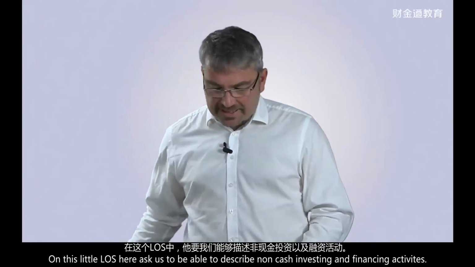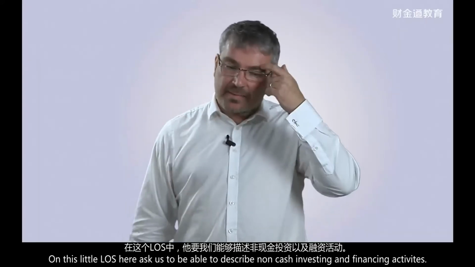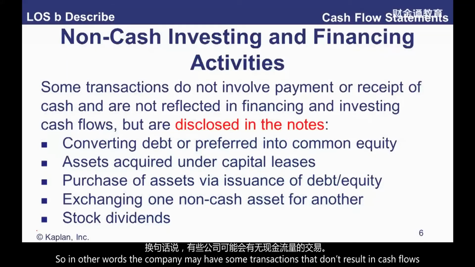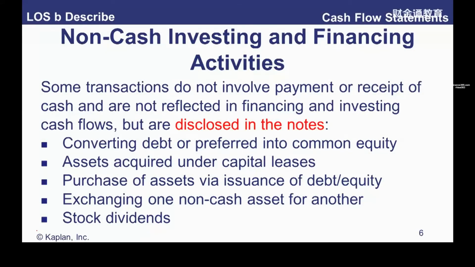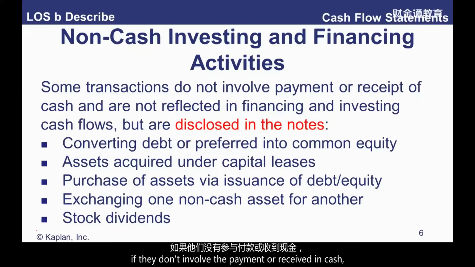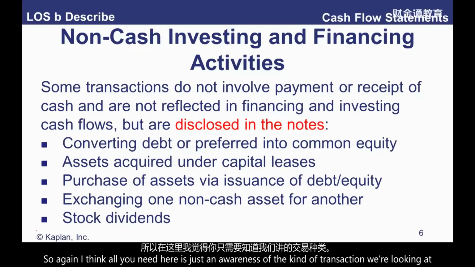Our next little LOS here asks us to be able to describe non-cash investing and financing activities. So in other words, the company may have some transactions that don't result in cash flows. Now, they're going to be disclosed in the footnotes, but by their definition, if they don't involve the payment or receipt of cash, they're not going to appear in the cash flow statement. So again, I think all you need here is just an awareness of the kind of transactions we're looking at.